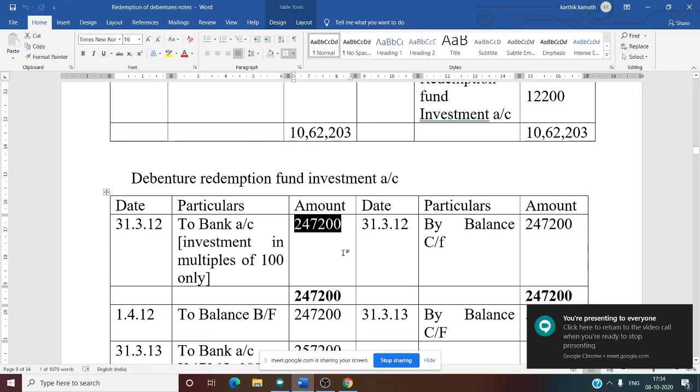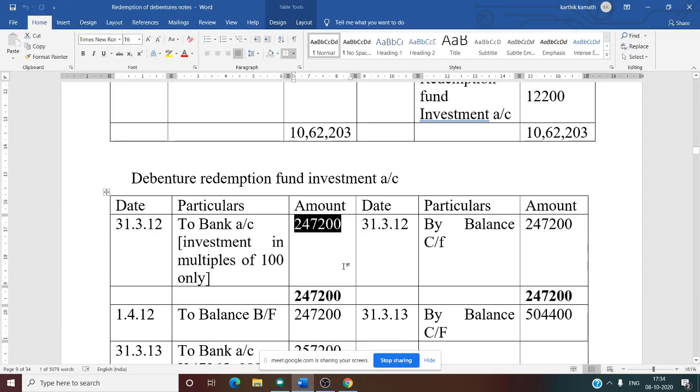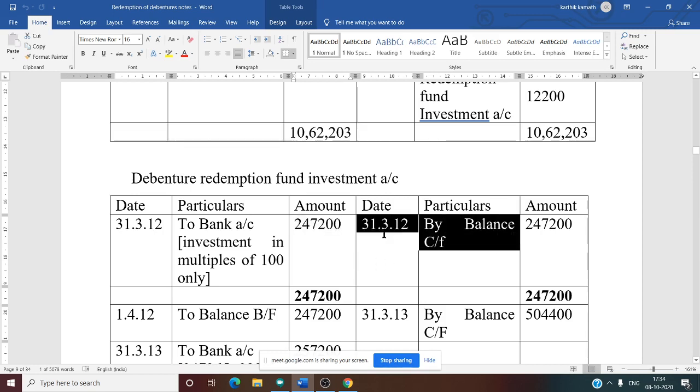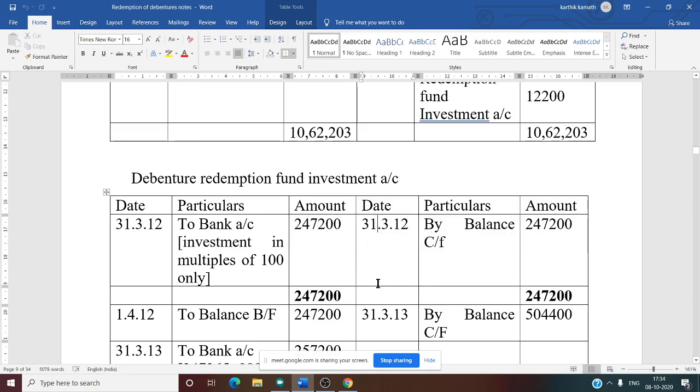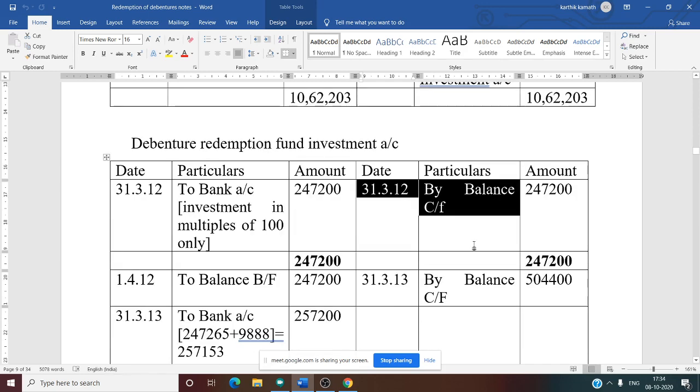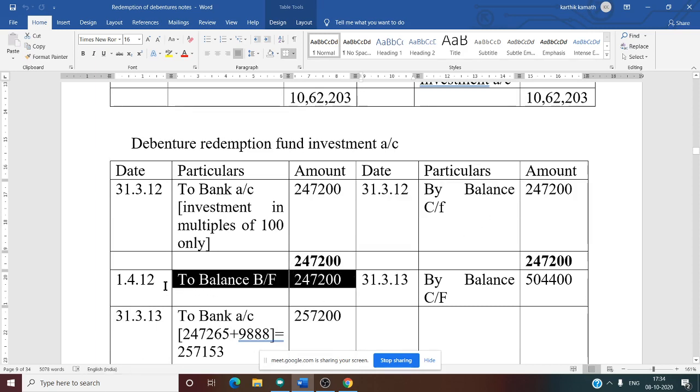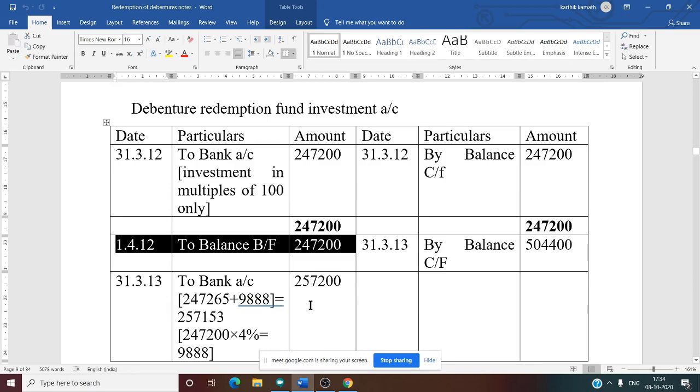Okay, fine. So in the first year there is no interest, because the amount is set aside at the end of the year. This year there is no other entry, so close that balance. 31/3/2012, by balance carry forward 2,47,200. That year's balance is closed. Now bring this balance to the next year. In the second year, the previous year's closing balance becomes the opening balance. To balance brought forward 2,47,200.